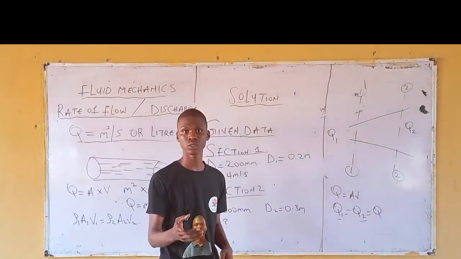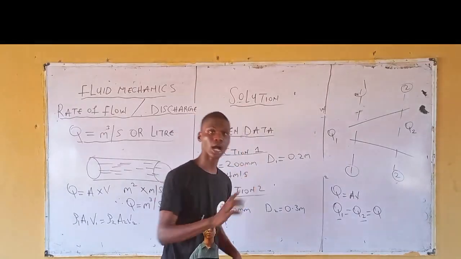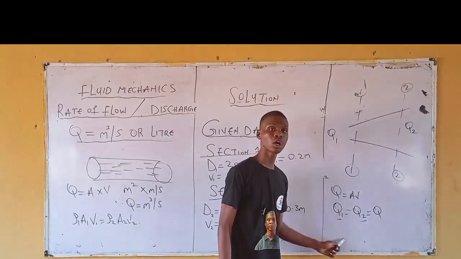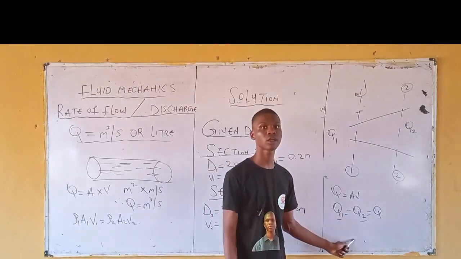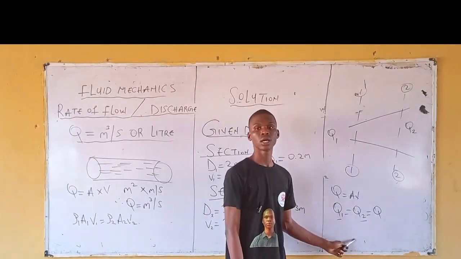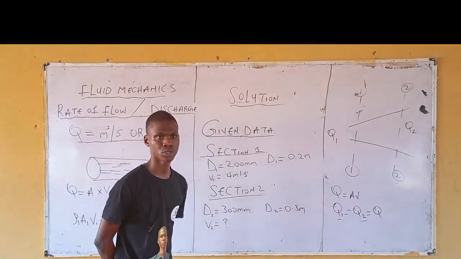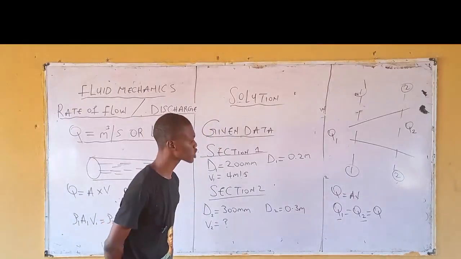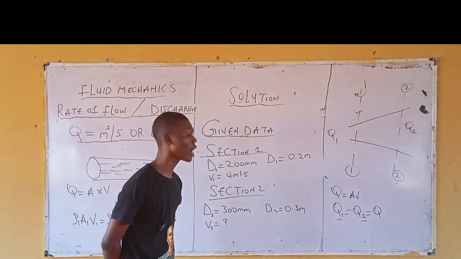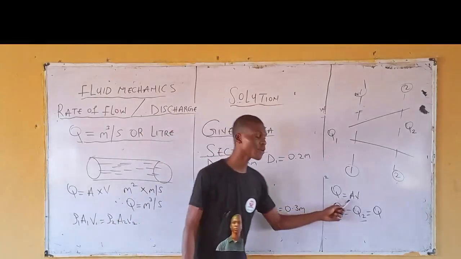Have I given you the question? Question 1 is: calculate the quantity of flow in the pipe. Meaning either you use Q1 or Q2, you get the quantity. Now from here, which one do you think you are going to use? Section 1, because from section 1 we can compute the value of the area and the velocity. Velocity is given. We can compute the value of area.